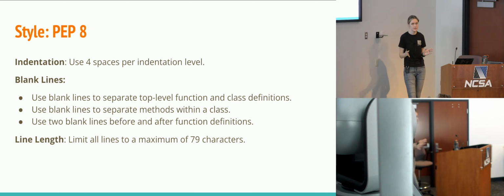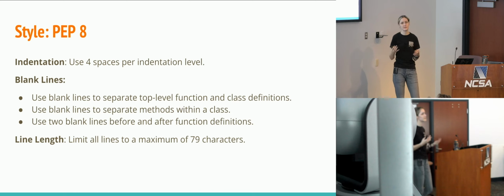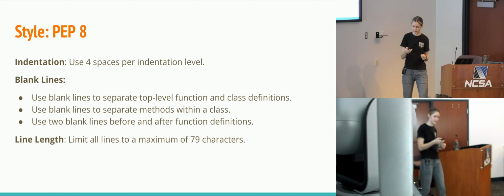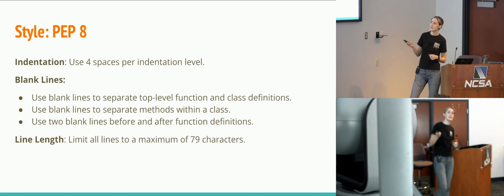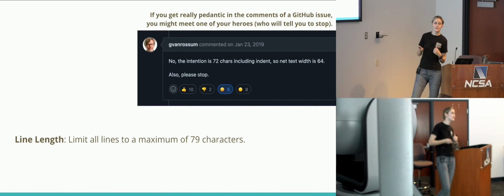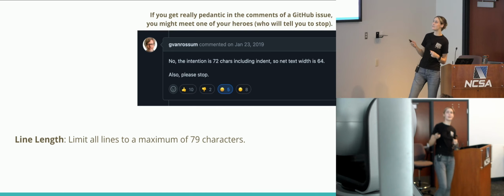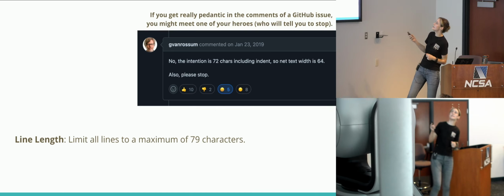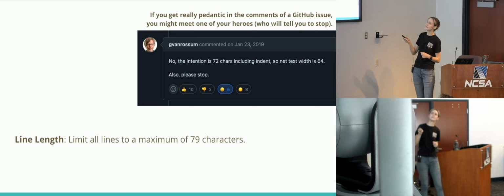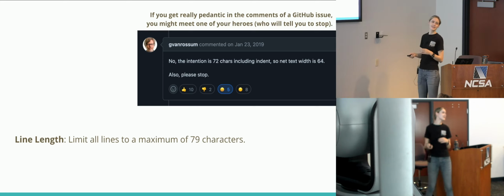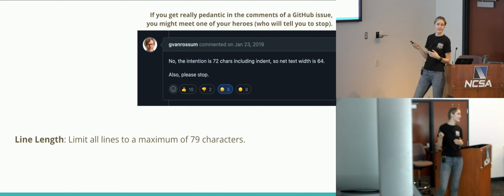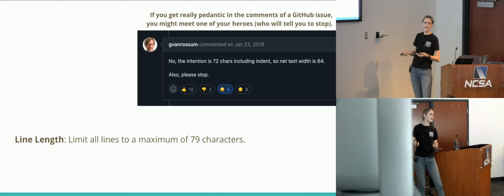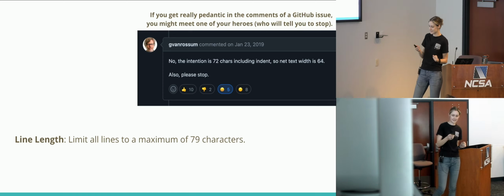Sometimes you will need to break this guideline, for instance, a long equation that wouldn't be readable mathematically if you broke it down into smaller lines. A fun thing about getting pedantic about line lengths is that if you do this in comments on GitHub issues, you might end up meeting one of your heroes who will blatantly tell you to please stop, which I think is beautiful. This man here is Guido, the guy who invented Python. He has some opinions about line length, but mostly just take it, roll with it, and stop complaining about these things.